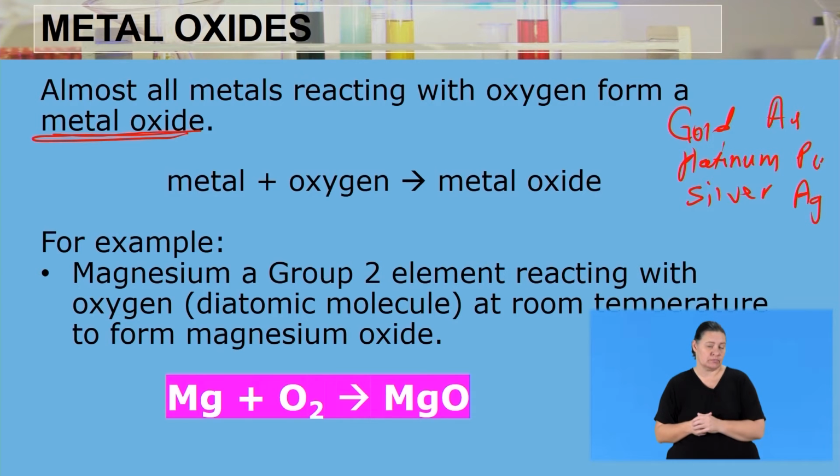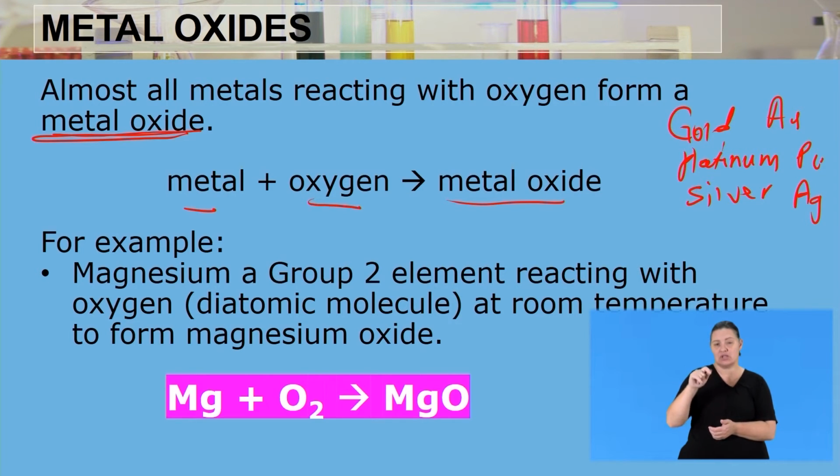So to continue, when metals react with oxygen, they form metal oxide. A general equation for that statement would be: a metal plus oxygen will form a metal oxide. Remember that oxygen is always a diatomic molecule if it exists on its own. So in nature, oxygen is always a diatomic molecule.